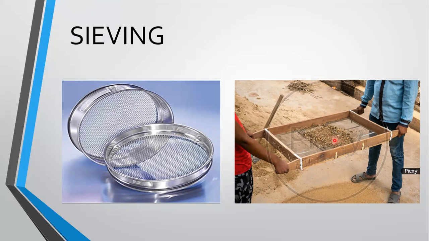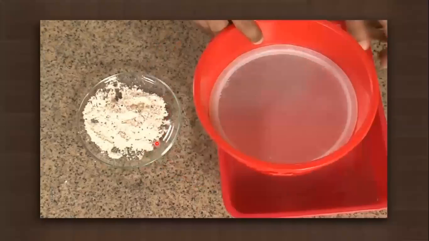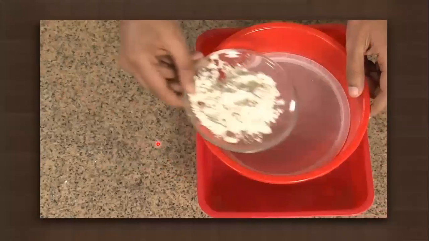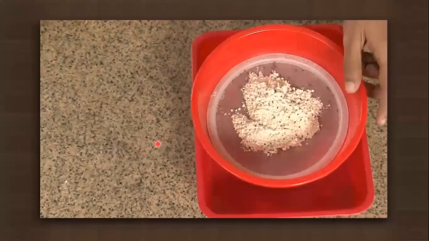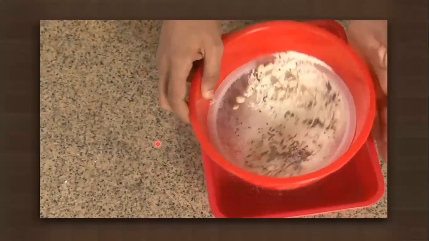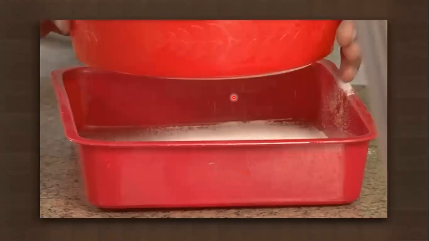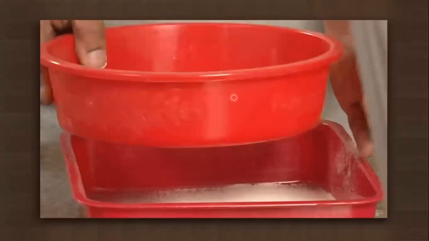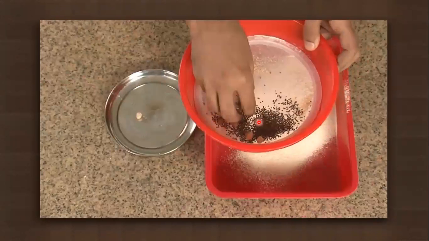Now, let's see how sieving happens at home. Consider this mixture of flour, mustard, and chickpeas. When this mixture is allowed to pass through a sieve, the fine flour particles will pass down through the mesh in the sieve, while the bigger components of the mixture are retained in the sieve, which can then be separated by handpicking.